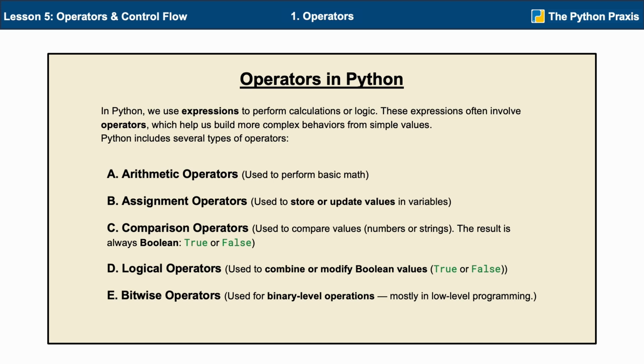Bitwise operators. These deal with binary data and binary level operations. They are more advanced and are mostly used in low-level programming. Don't worry, we'll go through them one by one.